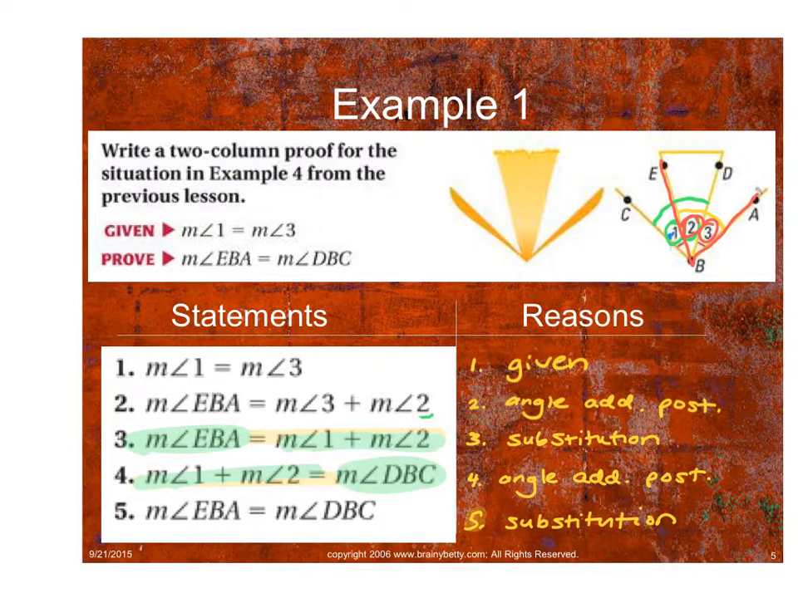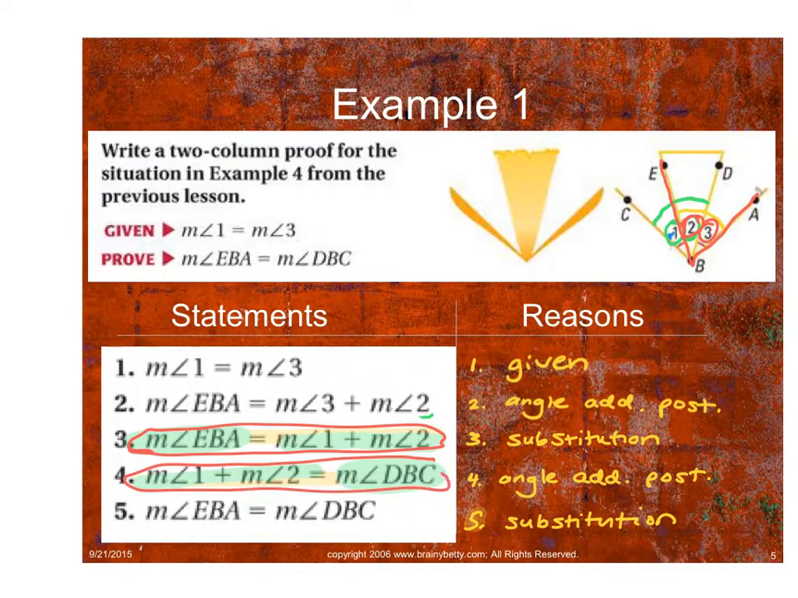I don't get why it's substitution. So we took this statement, which says EBA equals 1 and 2, and this statement, which says 1 and 2 equals DBC, and we replaced the 1 and 2 with what 1 and 2 equals, which is EBA. Oh, okay. Does that make sense?